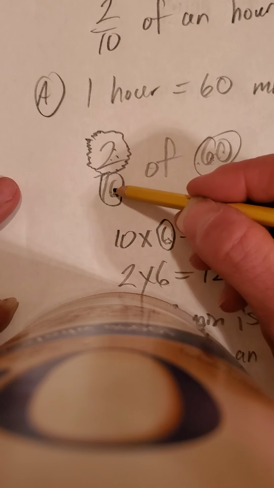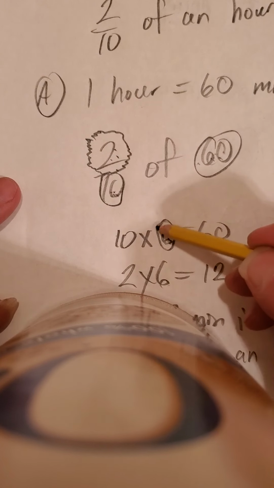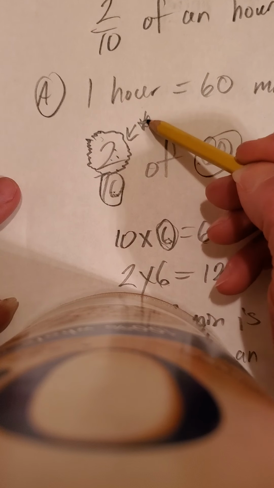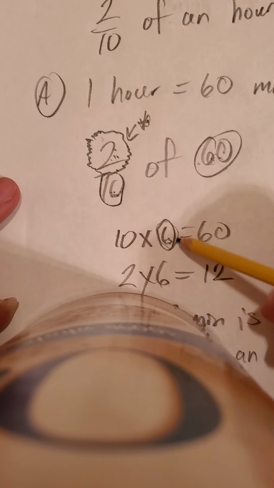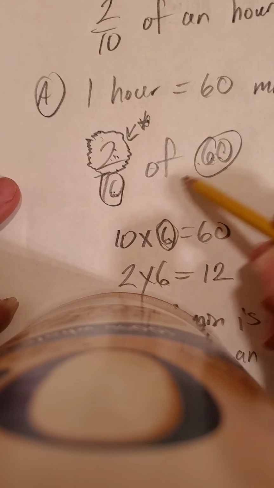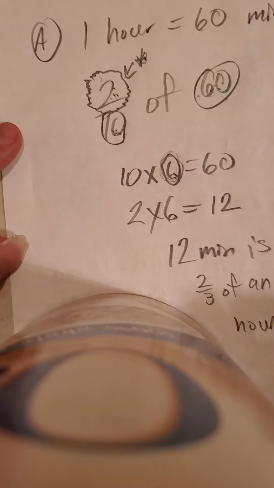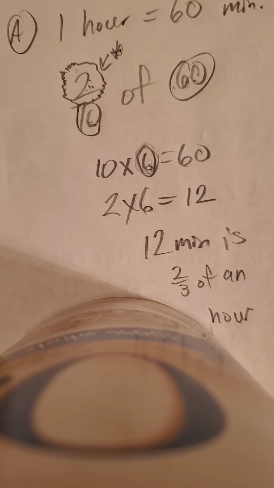All right, so first we take the denominator here, we multiply it or divide, it doesn't matter. 60 divided by 10, or 10 fits into 60 6 times. Well, we can't forget about the numerator. And then we multiply the numerator by our answer, which then becomes a product. 2 times 6 equals 12, and 12 minutes is 2/10 of an hour.